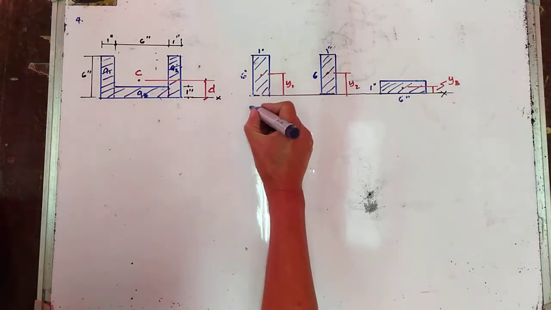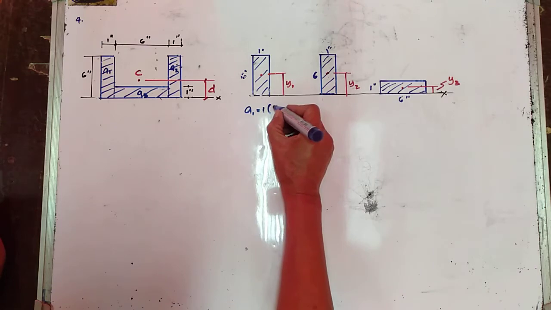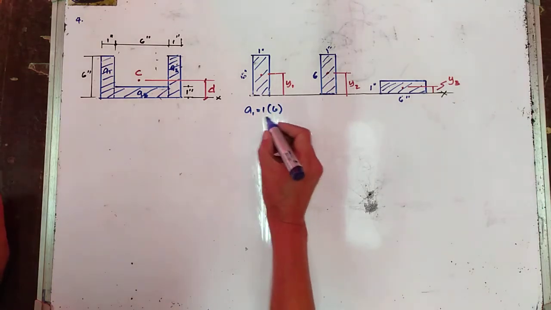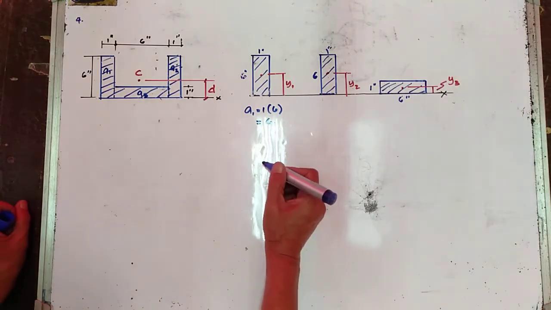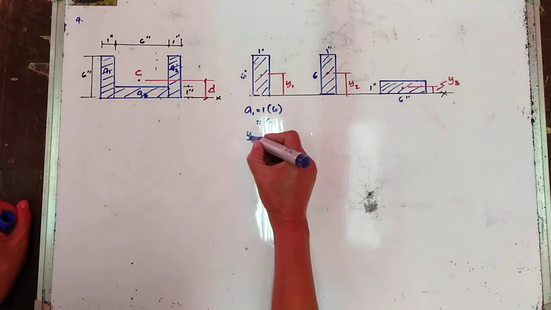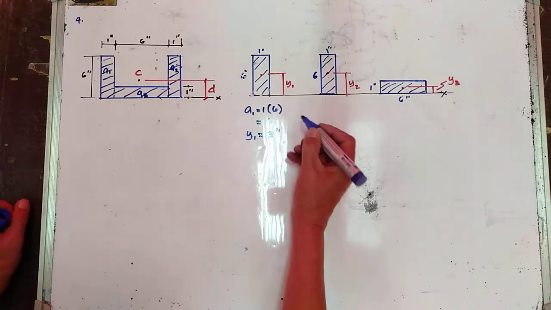So we now have the first area. So your area 1 is equal to 1 multiplied by 6. And this is equal to 6 square inches. So your y1 is now equal to 3 inches.